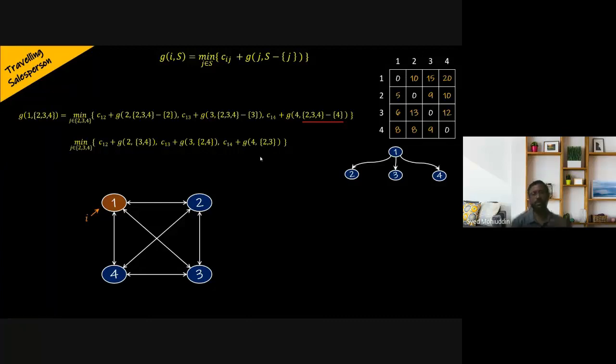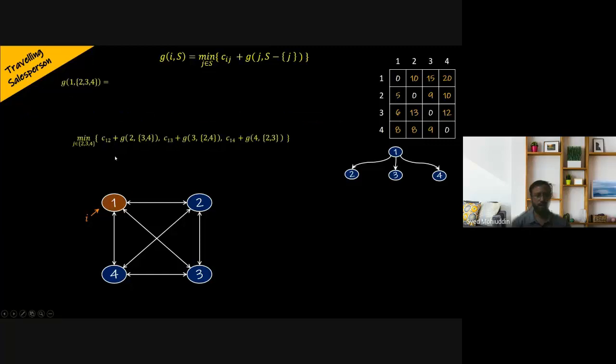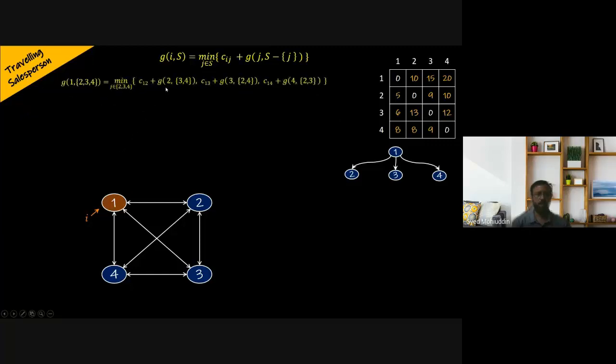At this stage we have only derived the formula. Now we have to move on to the next stage. The next stage means we have to now find G of 2 comma {3, 4}. So we'll first consider this part, G of 2 comma {3, 4}. So S now is {3, 4}. S will be a subset now of the previous set. So J, the vertex J, should belong to {3, 4}.